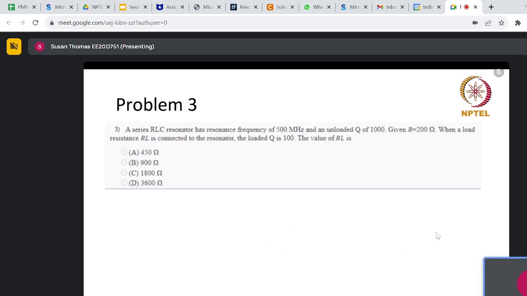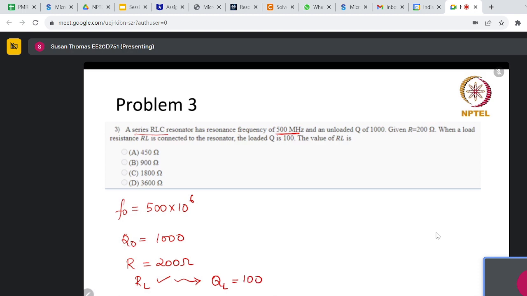Okay, now coming to the third question here. A series RLC resonator has a resonant frequency of 500 megahertz. So F naught is 500 into 10 power 6. Unloaded Q is 1000. R value is 200. When a load resistance RL is connected, now this loaded Q factor will become 100. So the question is to find this RL.